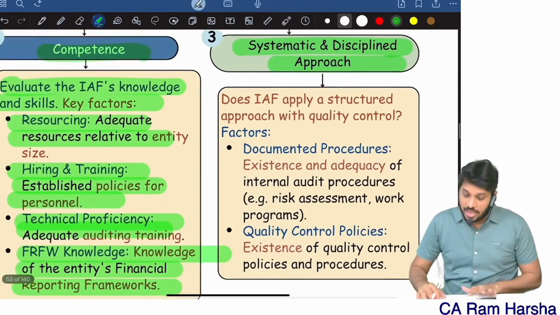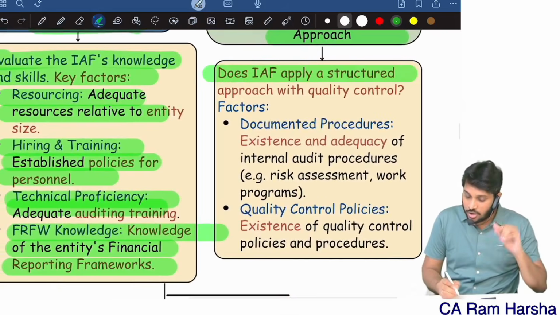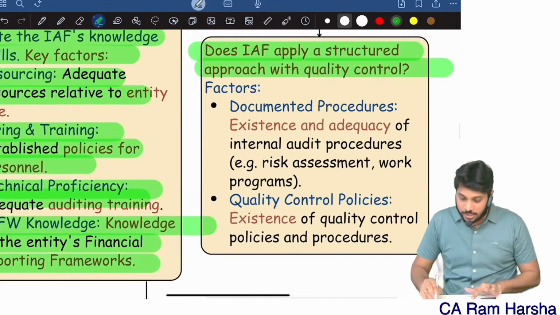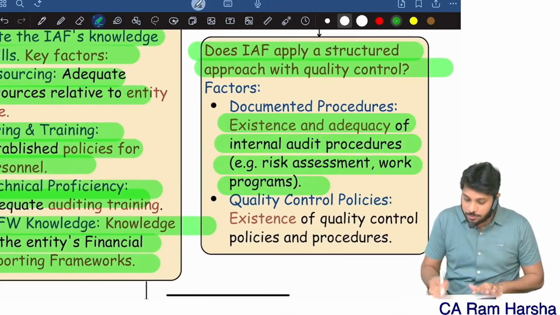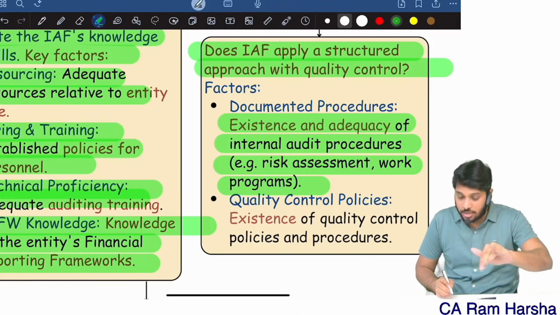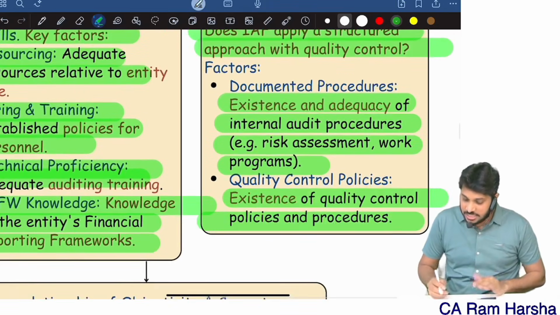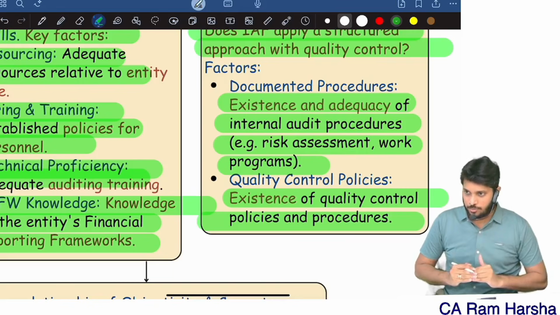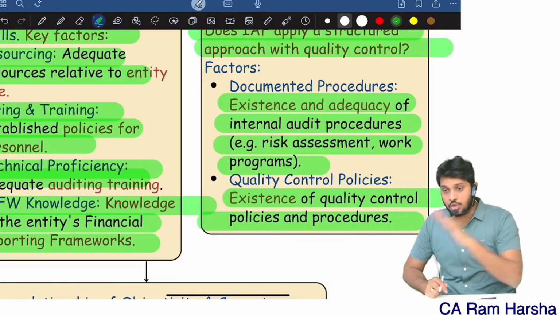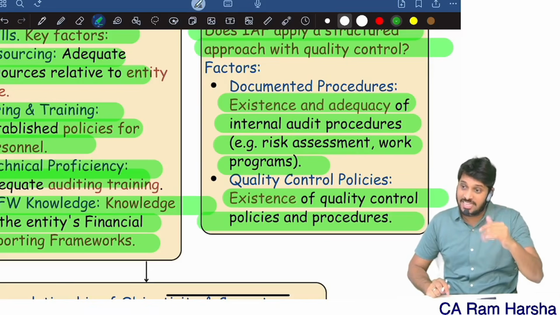Next, do they have a systematic approach? Do internal auditors apply a structured approach along with quality control? Do they have any internal audit procedures, policies, controls, a quality control system? Are there documented policies and procedures? By checking all these three, you will understand whether the internal auditor's work is worthy of use or not.